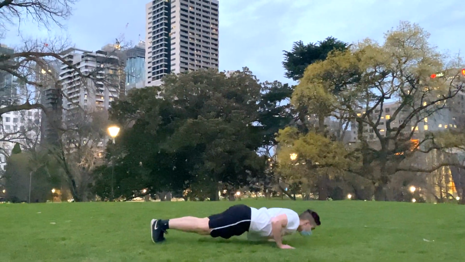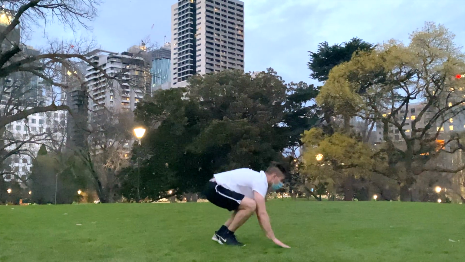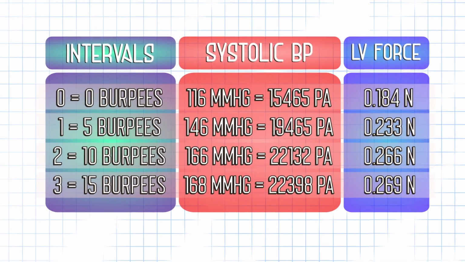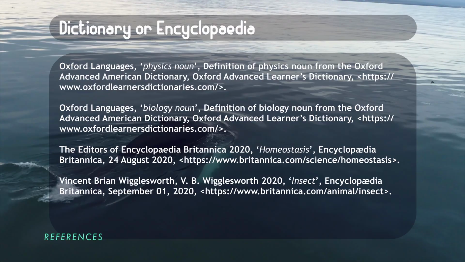Next is the first interval of exercise, which is 5 burpees. We'll take the blood pressure again after this and repeat the process for 5 intervals. By using Pascal's formula, we can find that there is actually an increase in left ventricular force after exercise.